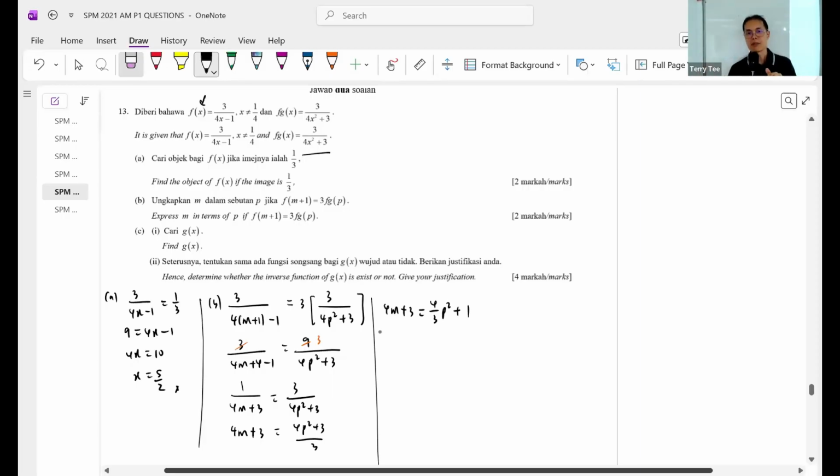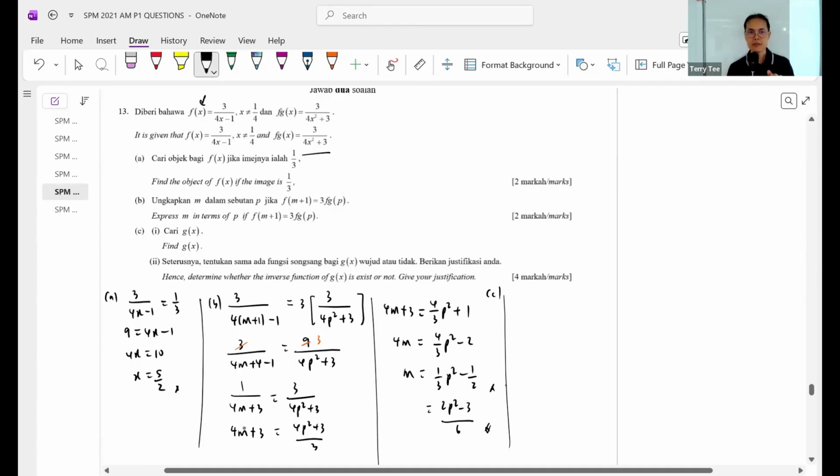I basically separate them, right? So 4m is now 4 over 3p squared minus 2. Divide by 4. 1 over 3p squared minus half. Now you can write this as 2 separate terms, or you can combine it. So if you combine, this will be 2p squared minus 3 over 6. Like I said, you can write separately or put it together as a single fraction. All right, that is part B.